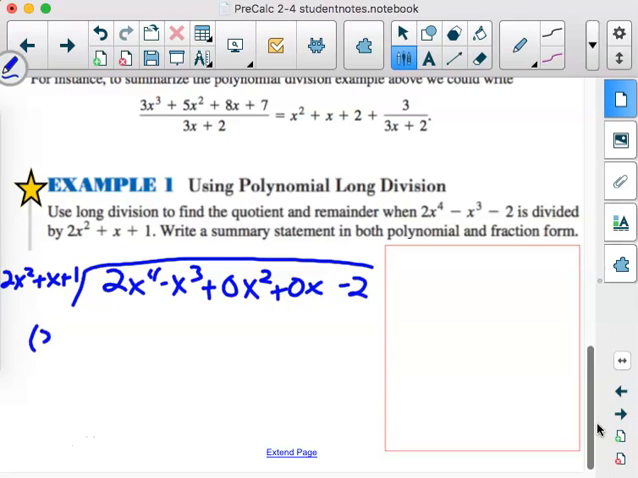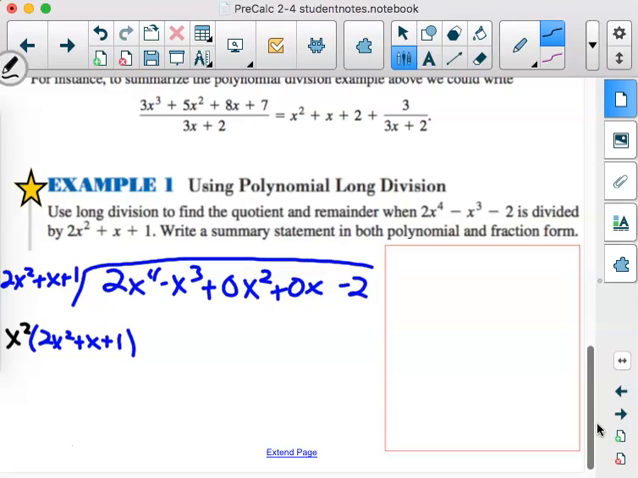Now, we go through the same process. I have a 2x squared plus x plus 1. And what I want is to just focus on the first term. I want to get rid of 2x to the fourth. That means I need to get 2x to the fourth in the first position. Well, I already have a 2, but I only have an x squared. So that would mean I need a couple more x's. So I'm going to multiply that by x squared.